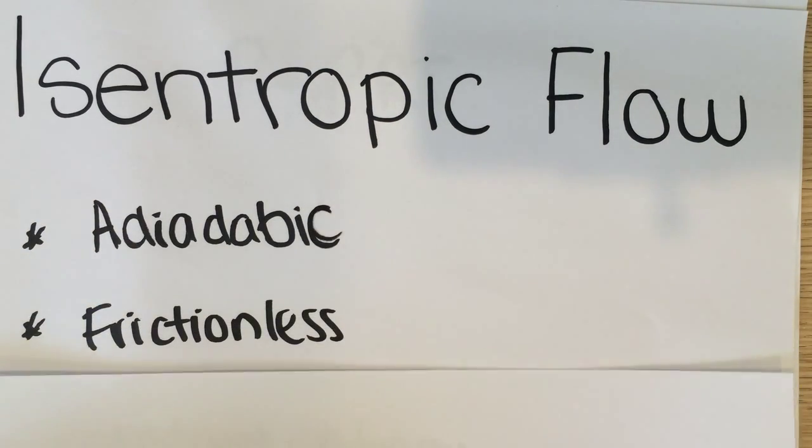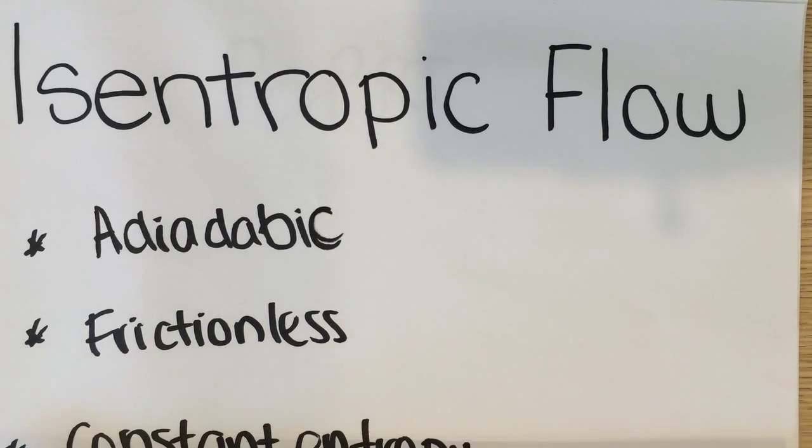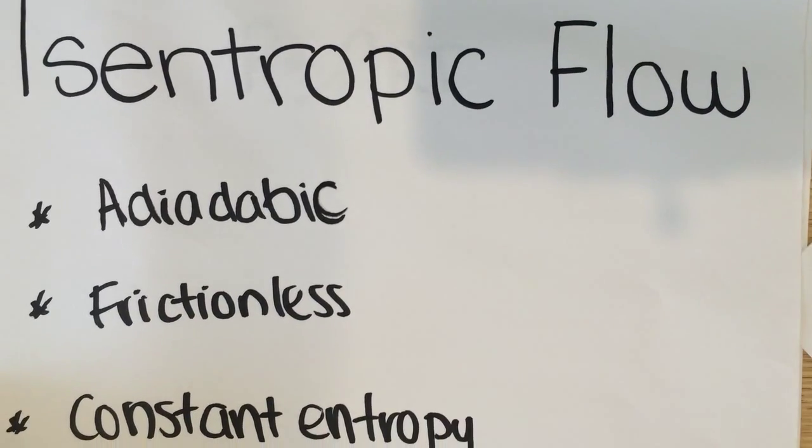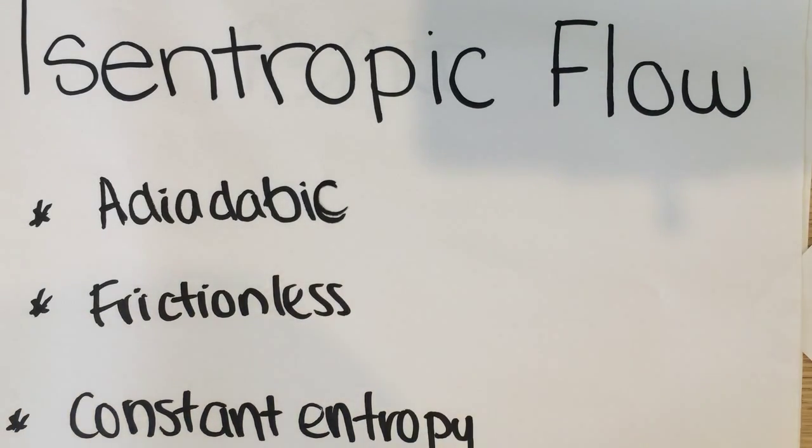Isentropic flow is an adiabatic and frictionless fluid flow with constant entropy. Adiabatic refers to a system where heat does not enter or leave, frictionless means no friction, and constant entropy. Entropy is a system's thermal energy that cannot be converted into mechanical work. So that needs to stay constant for an isentropic flow.